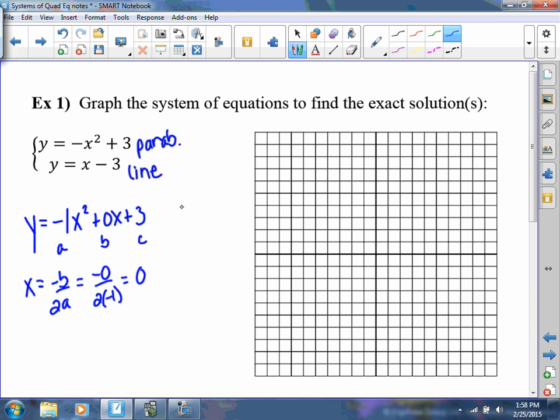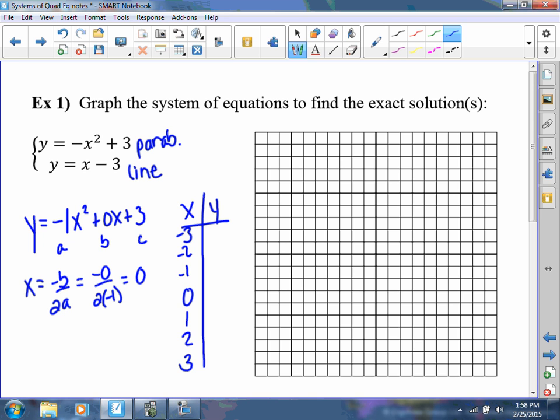Okay, so when I make my table of values, I know that I'll start with a 0, and then I'll pick a few values above it and a few values below it. You can pick 2, you can pick 3. Sometimes when we're doing systems of equations, it's better to do more points. So you could do 3 above and 3 below your vertex. That would be to your advantage.